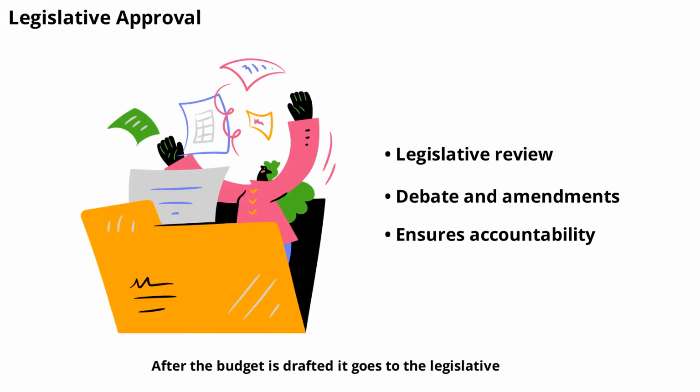After the budget is drafted, it goes to the legislative body, such as Parliament or Congress, for approval. Lawmakers review the proposal, debate its merits, and may suggest changes. This stage is crucial for transparency and accountability, as it allows elected representatives to scrutinize spending plans and ensure they align with public interests. Sometimes, the budget process can become contentious if there are disagreements over priorities or funding levels.